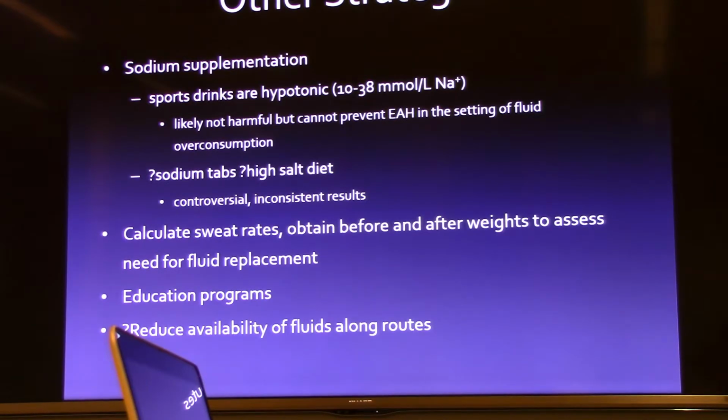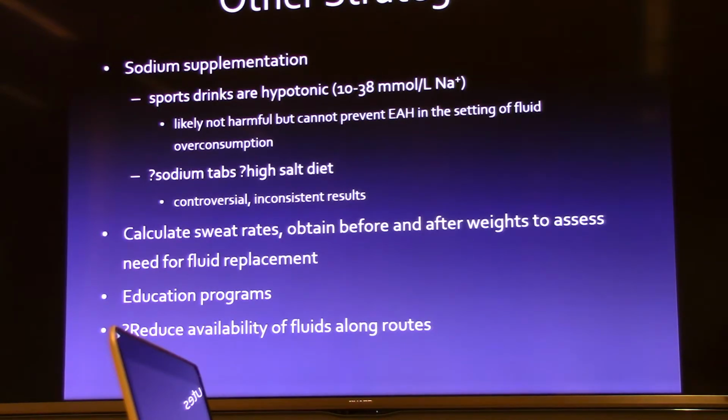This is also controversial, with some inconsistent results reported in the literature and more research needed. There is a recommendation to calculate sweat rates and for an athlete to individualize their replacement needs based on their sweat rates and their before and after weight change.